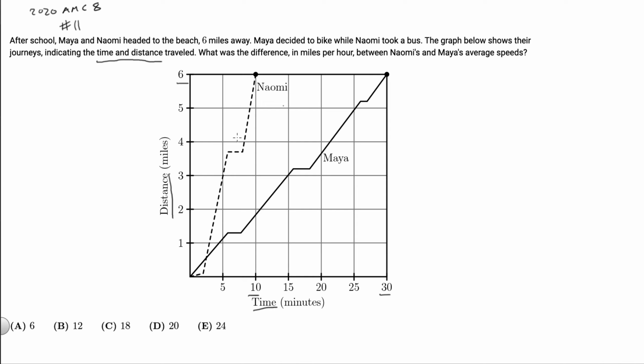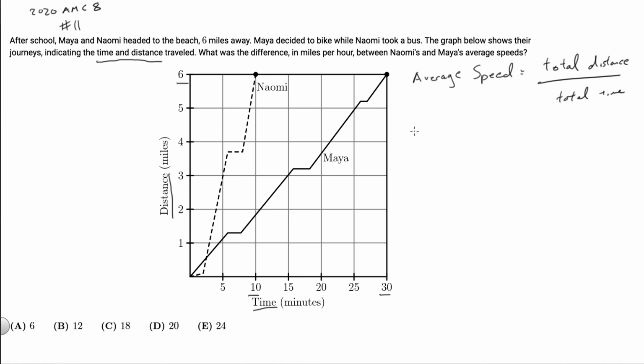And so all of this looks pretty complicated on this graph, but it's not a big deal because we just have to remember what the definition of average speed is, or the formula for this. Okay, and so average speed is going to be calculated by taking the total distance, and dividing that by the total time. Okay, so we can calculate the average speed for both Naomi and Maya.